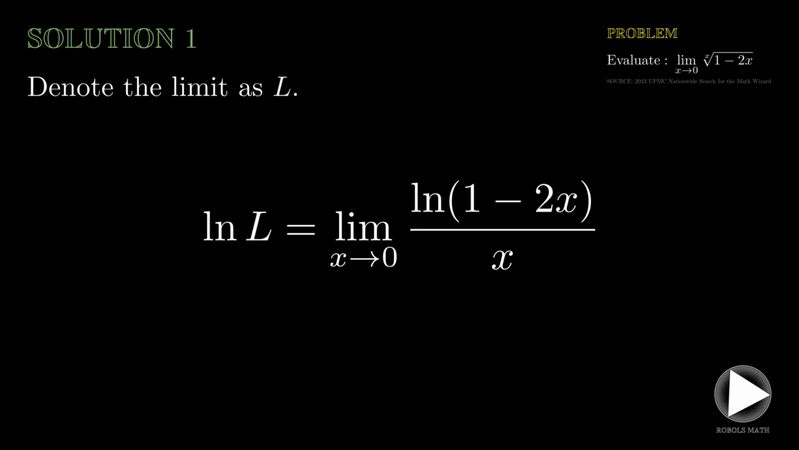or simply ln(1 minus 2x) over x. It seems logical at this point to substitute x equals 0, but we'll see that the limit takes the form ln 1 over 0, or 0 over 0, which again is indeterminate. The good thing is, in this form, unlike the original form, it satisfies the conditions for L'Hopital's rule.